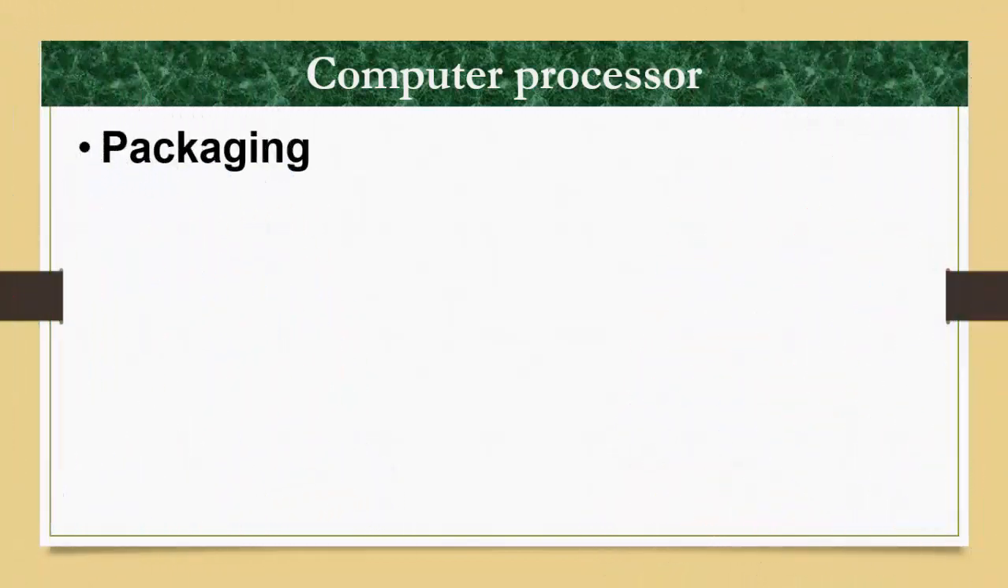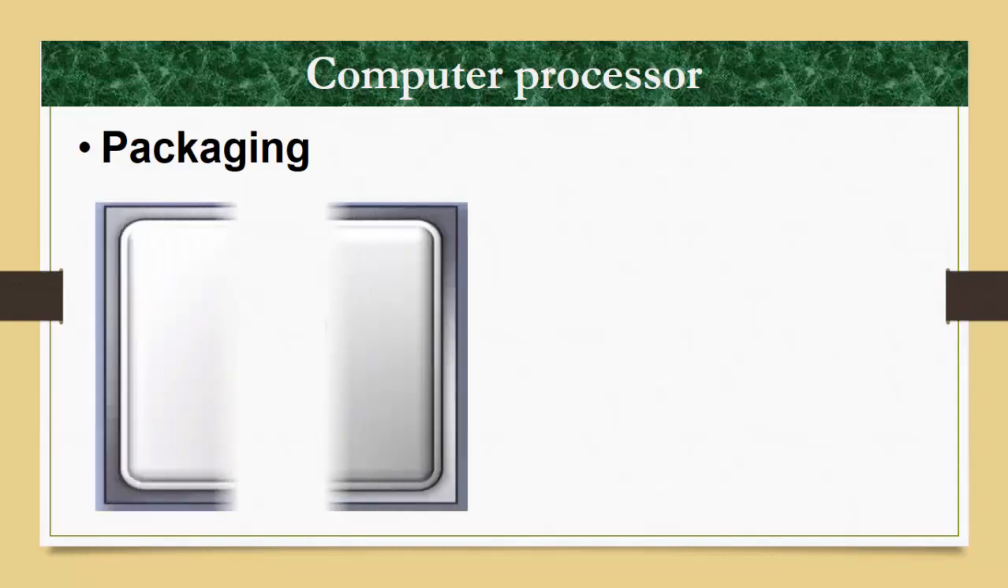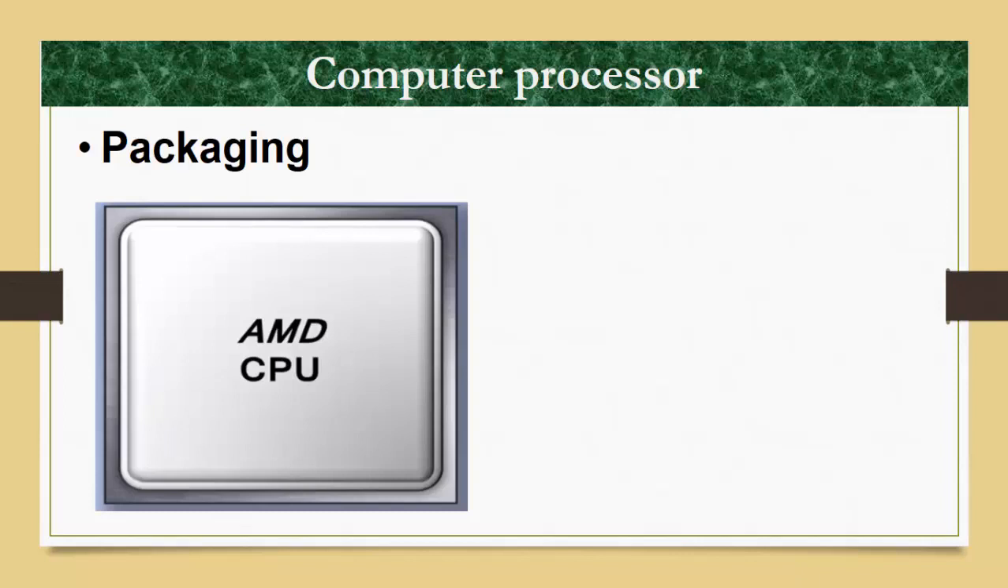The next one, students, is packaging. When you look, students, at a microprocessor, like the processor shown on your computer screen, it's the packaging that you see rather than the microprocessor itself. That's packaged inside the ceramic or plastic outer shell.